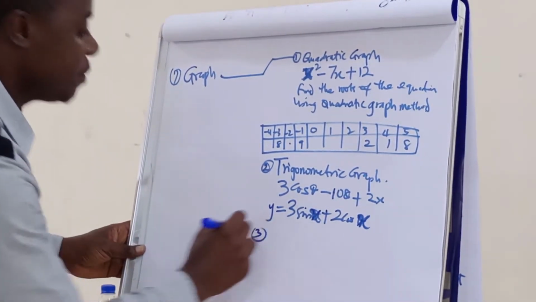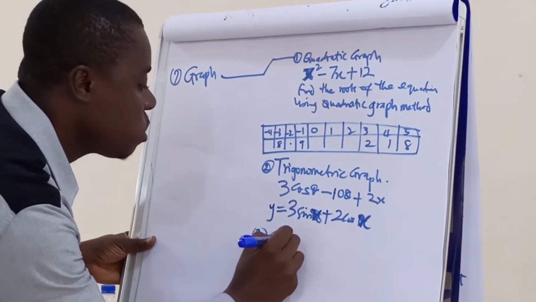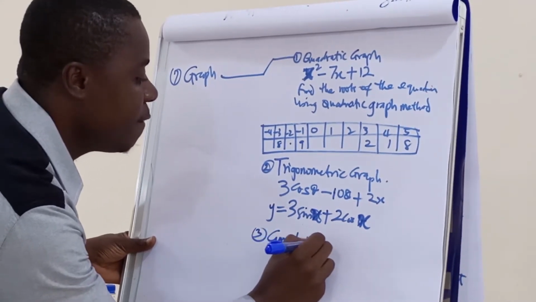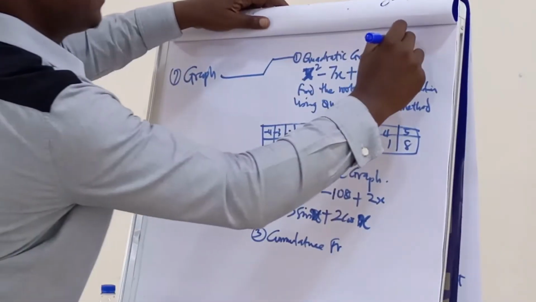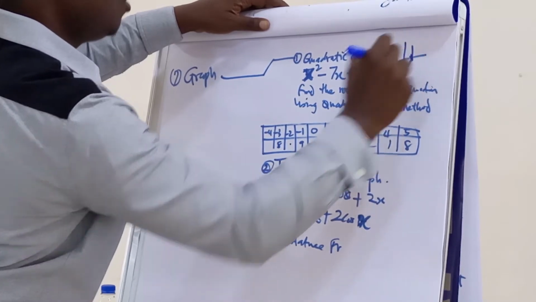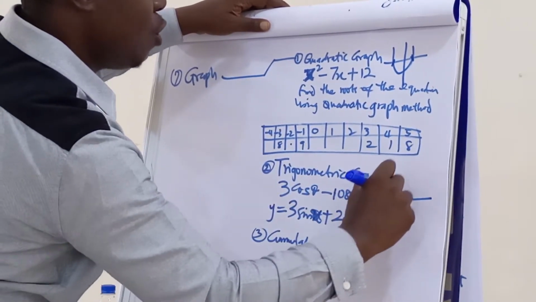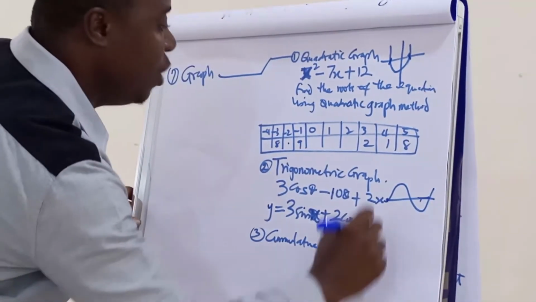And number 3 is cumulative frequency. So this one looks like this. Something like this. These are the roots of the equation. This one always has something like this. Then we have cumulative frequency.